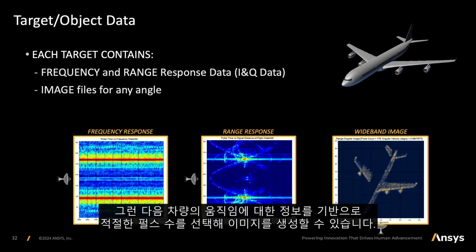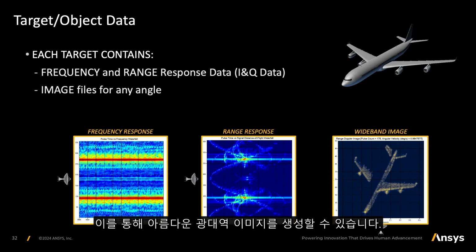And that is your raw IQ data. In phase and quadrature, real and imaginary, magnitude and phase, however you want to define that. We give you the full complex data sets. So you have that raw data, you can process it any way. You can then go ahead and make your images based on what you know to be the motion of the vehicle and picking the right number of pulses, and then you can generate these beautiful wideband images.